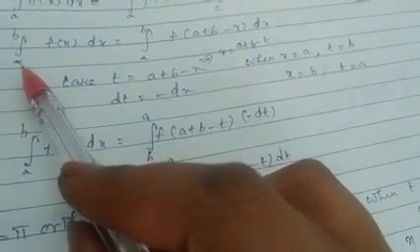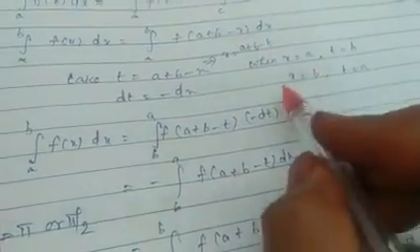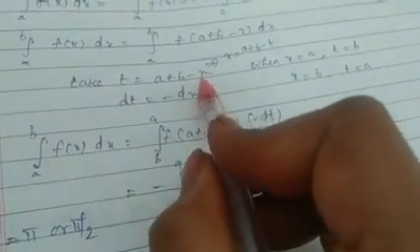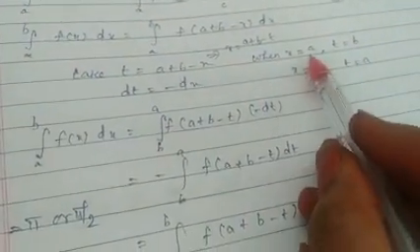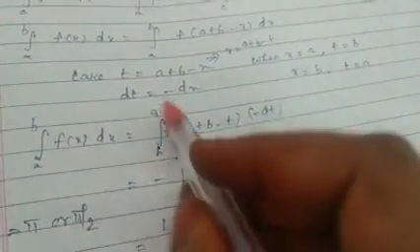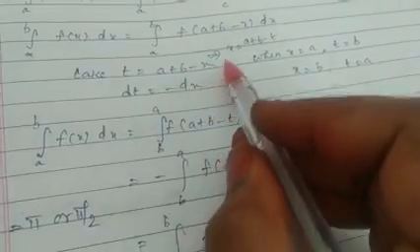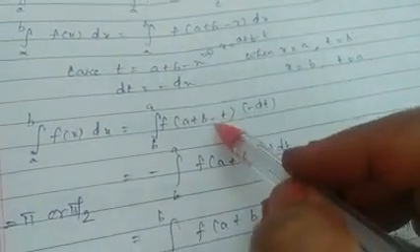Now, you need to change the limits also. When x is equal to a, when you substitute a, you will be getting t is b. When x is equal to b, when you substitute b, you will be getting t is a. So the limit a is changed to b, and the limit b is changed to a. Now, in the place of x, what can you substitute? Bring this x to this side, t to this side: a plus b minus t. And minus dx is nothing but minus dt.